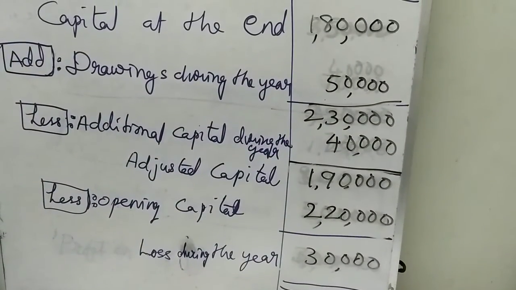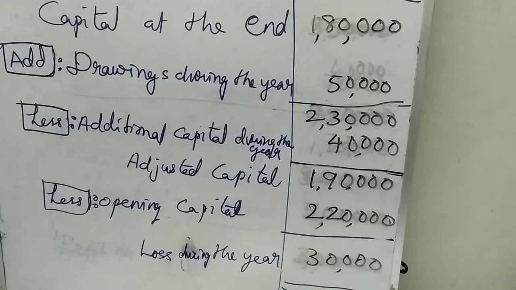See, 1,80,000. Add drawings during the year 50,000. You will get 2,30,000. Then less additional capital. 1,90,000 is the adjusted capital. Less opening capital 2,20,000. Then loss during the year is 30,000. Here there is no profit. Last sum we got profit. If it is plus, that is profit. If it is minus, that is loss.